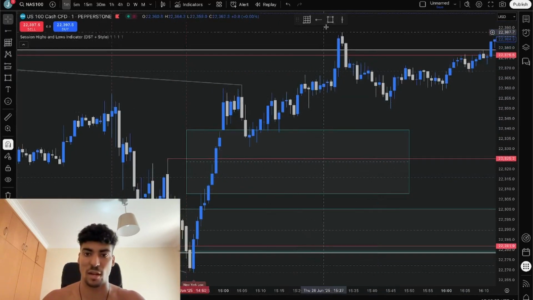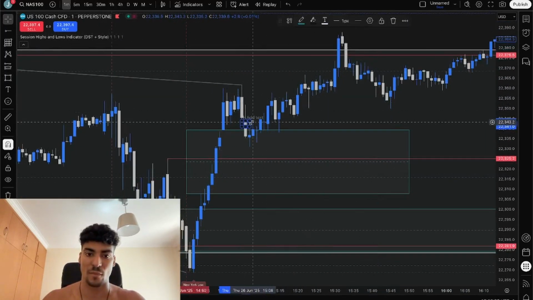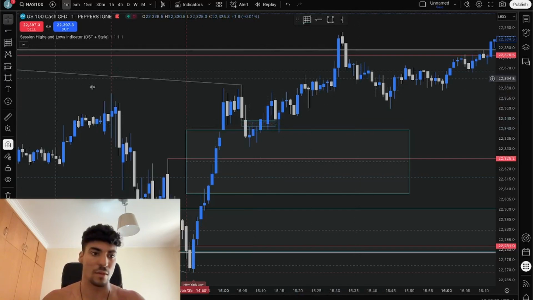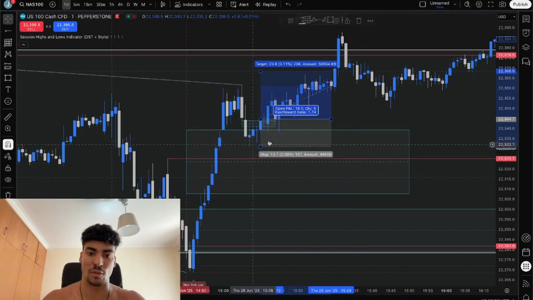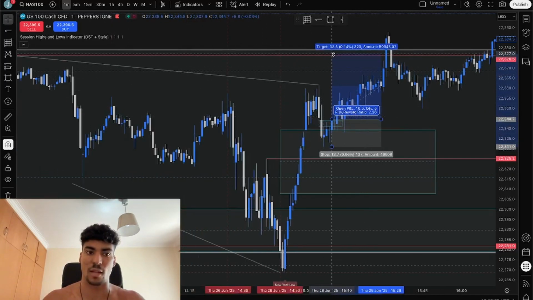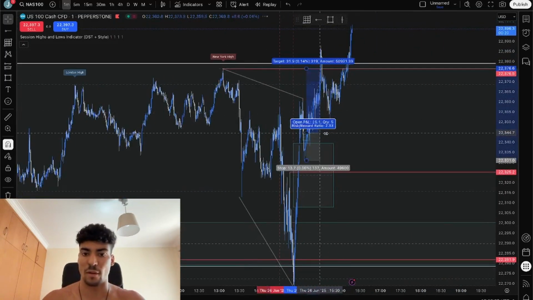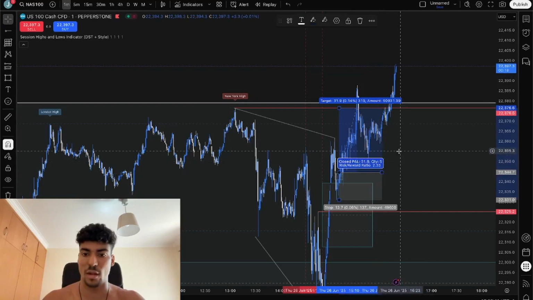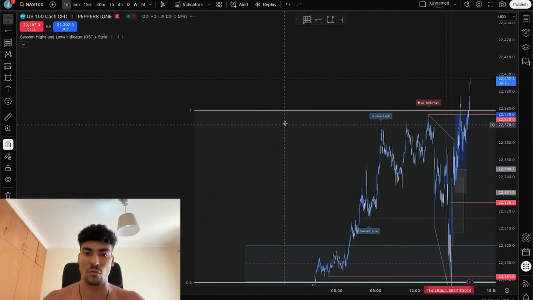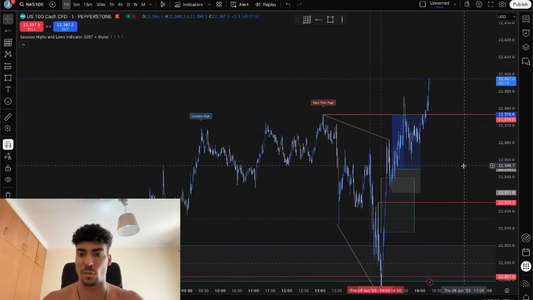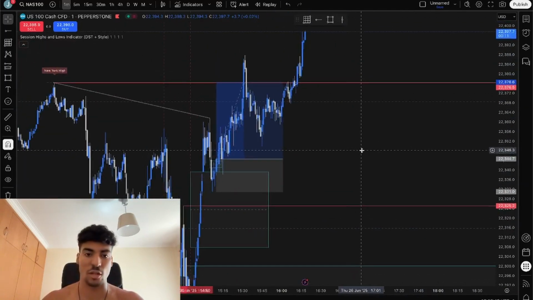Then you can enter on an inverse fair value gap right here. Boom, inverse fair value gap. Enter on that, stop loss below these lows, take profit on these all-time highs. Boom. And boom, you have a 1 to 2.3 risk reward ratio. Not the best risk reward ratio for sure. Let me clean just this equilibrium. But it was a pretty solid trade, which I should have taken.